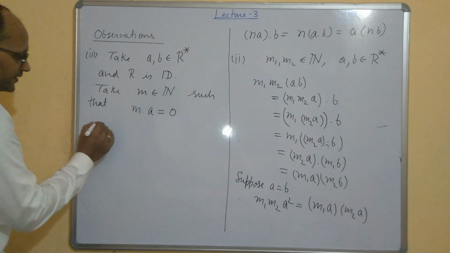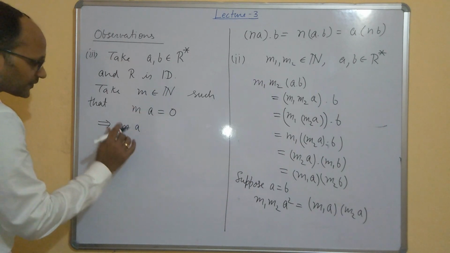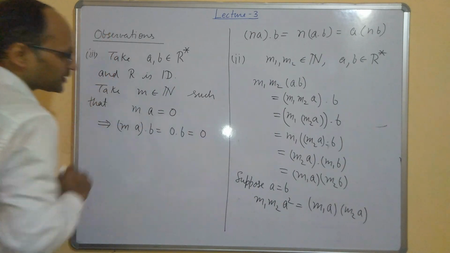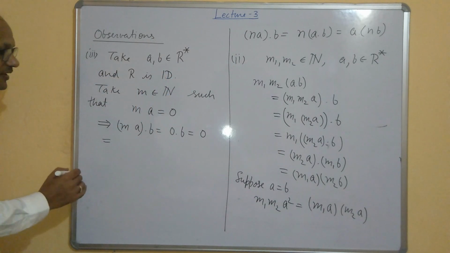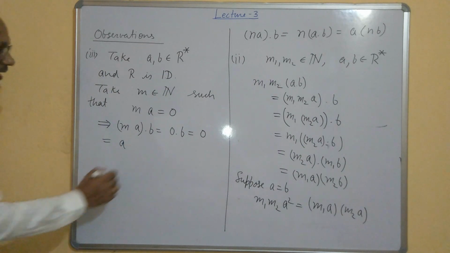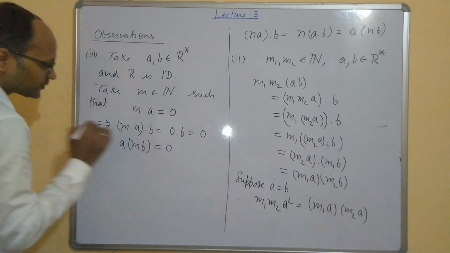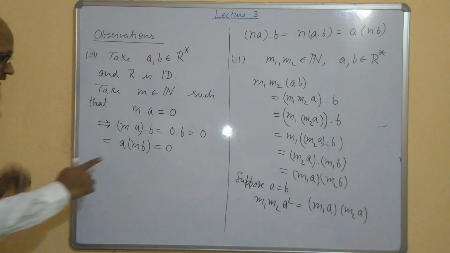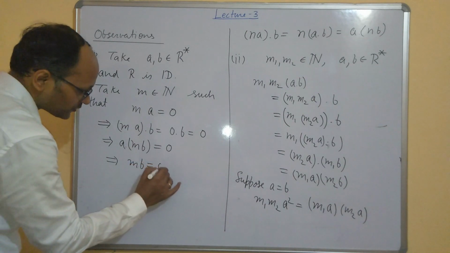Then what will happen is that this implies ma into b is equal to 0 into b, that is 0, by the properties of ring. And now by this expression we can write it as a times mb is equal to 0. But we have taken an integral domain and a and b are non-zero. Because a is non-zero, by the property of integral domain mb is equal to 0.